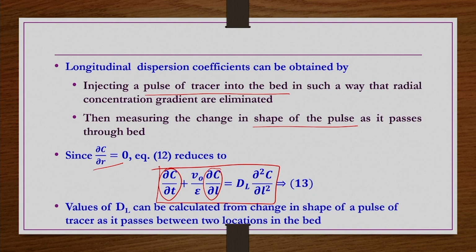Okay. So, values of dl can be calculated from the change in shape of the pulse tracer as it passes between two locations in the bed. Okay. So, then you can get dl by solving the above equation 13, right.